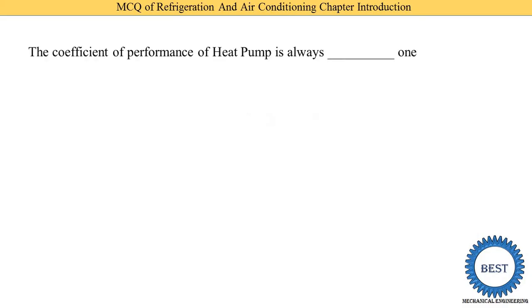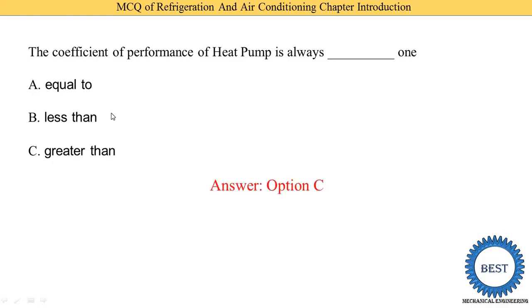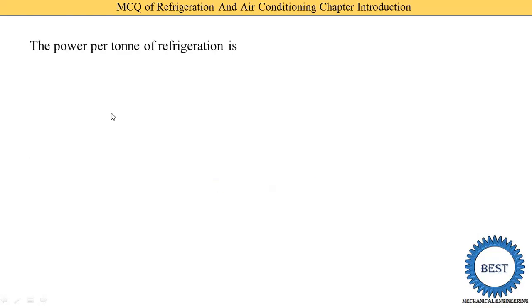Next, the coefficient of performance of a heat pump is always, as we already studied, one plus that of the refrigerator. So the answer is greater than 1. The options given are equal to, less than and greater than 1. So we know that the answer is C, greater than 1.